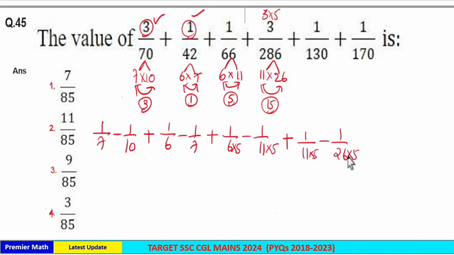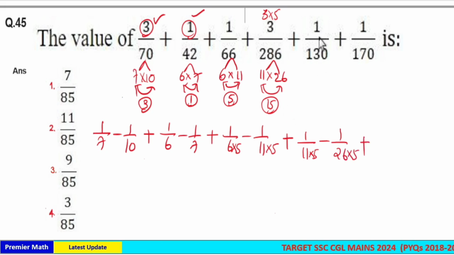Now 26 into 5 is 130. 130 minus 55 will give you 75 in the numerator. And here we have 11 into 26 into 5, into 5 is 25. 25 goes 3 times in 75. So you got 3 divided by 286 here. So we write this term as well.